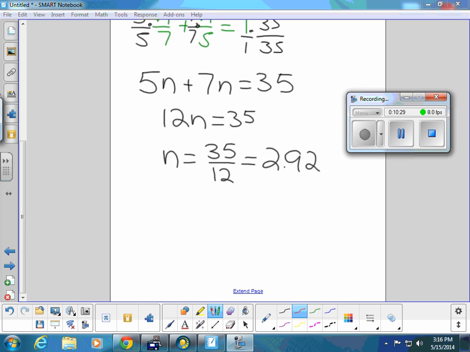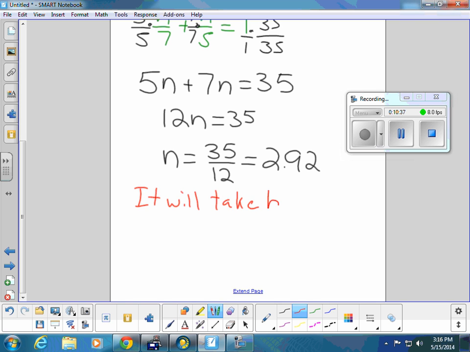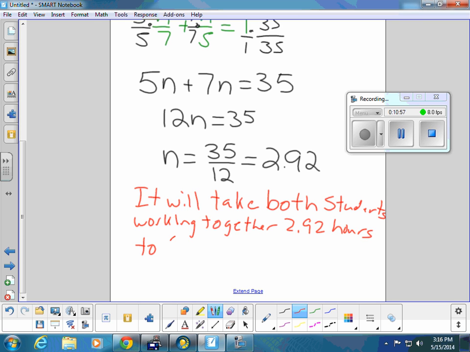So since this is a word problem, we're going to write the answer. It will take both, let's say, students working together. Sorry for my writing. Students working together 2.92 hours to finish.